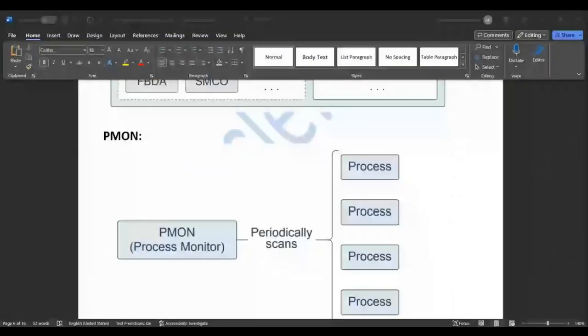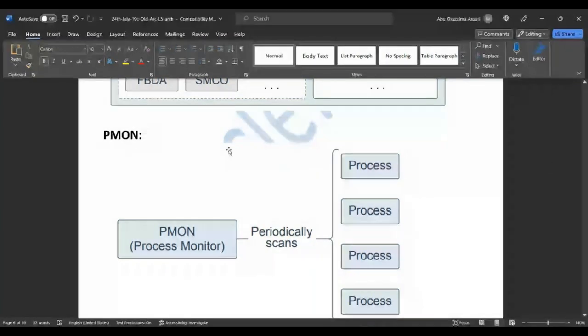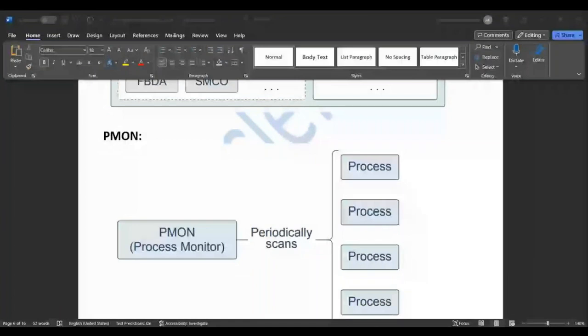This PMON group includes the PMON process, but it also includes the CLMN process, which is the cleanup main process, and CLNN, that is the cleanup helper process. So these processes make a group, which is called the PMON group. Okay, clear? Let me post whatever I said. So in the PMON group, these are three processes.